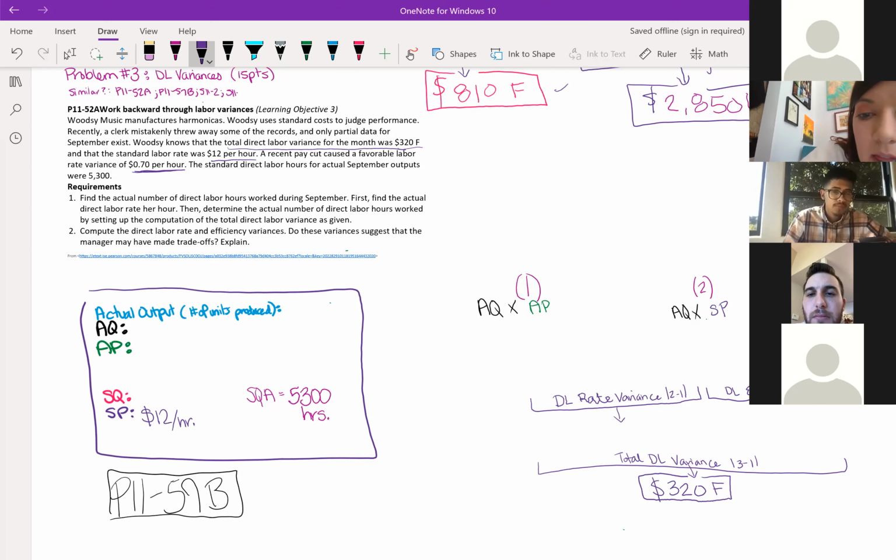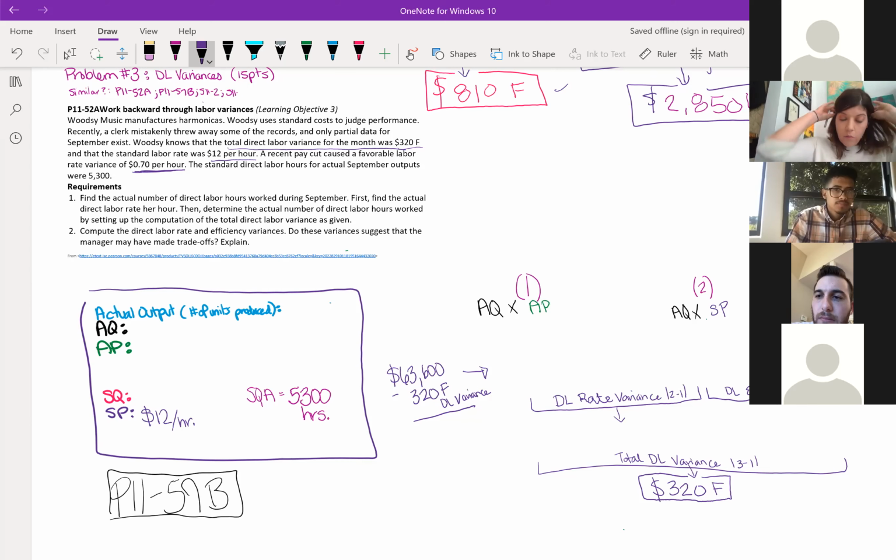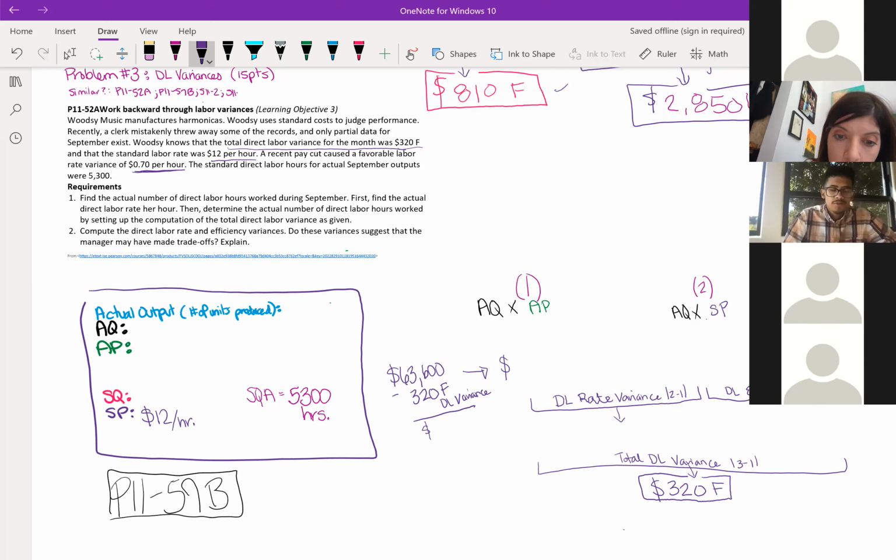So we can calculate this amount here. 63,600 minus 320 favorable direct labor variance. Because we spent less on direct labor than we should have overall. How much in total did we actually spend on direct labor? 63,280. Yeah, 63,280.